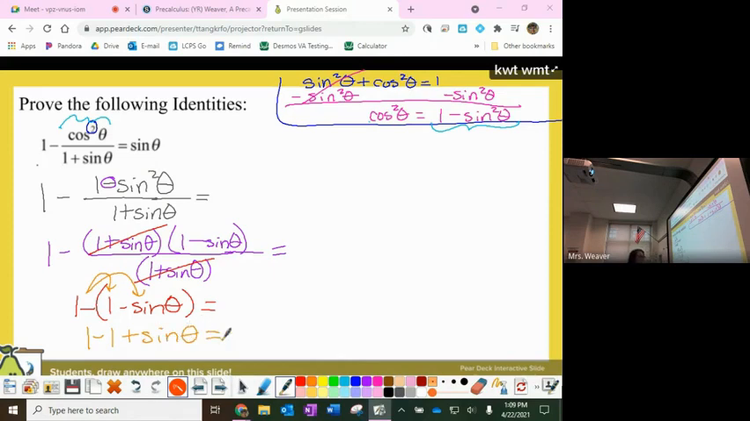Questions on that? We had to subtract that whole expression in parentheses. Originally, it was 1 minus that whole fraction. So we've got to do 1 minus that whole expression that it's simplified down to. Okay? And that was super helpful because the 1 and negative 1 cancel, and I'm just left with sine theta. We did it. That's what we were trying to prove.